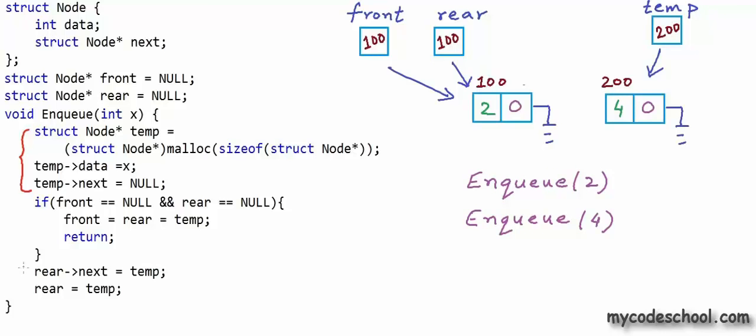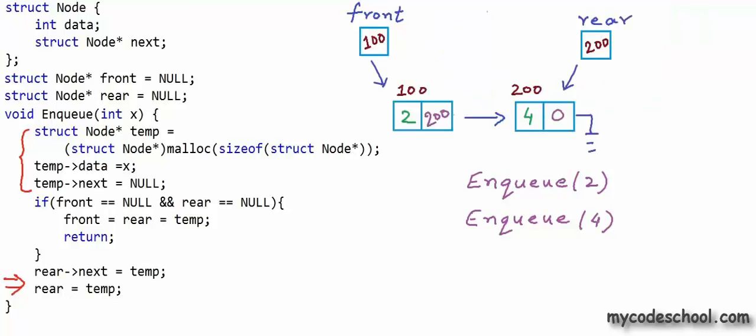This time the queue is not empty, so in this function we will first go to this statement, rear.next equal temp. So we will set the next part of this node at address 100 as the address of the newly created node, which is 200. So we will build this link. And now we will store the address of the new rear node in this variable named rear. So this is how my queue will look after this second enqueue.